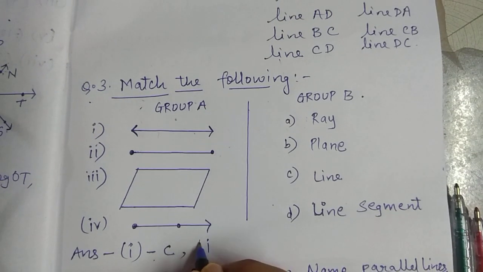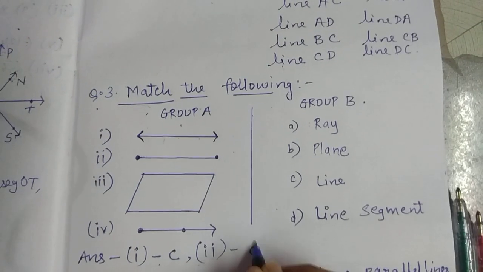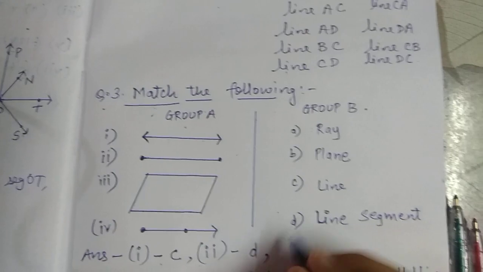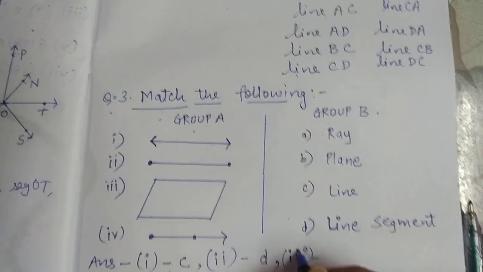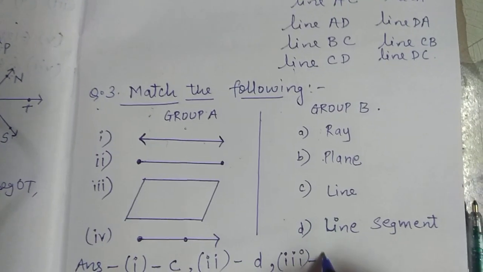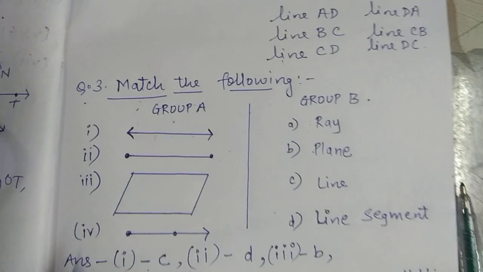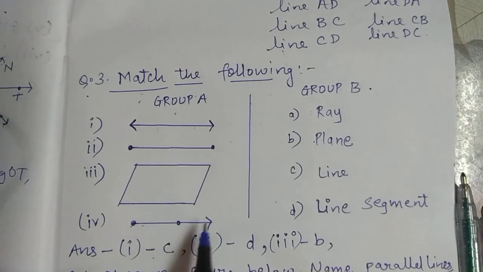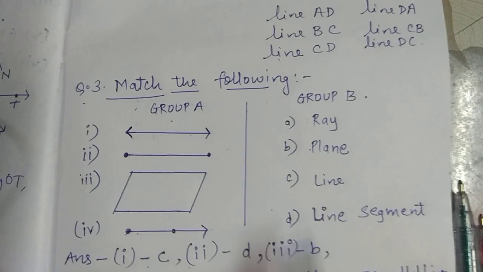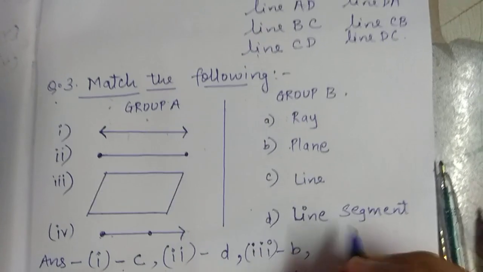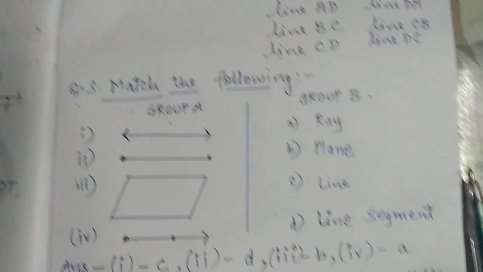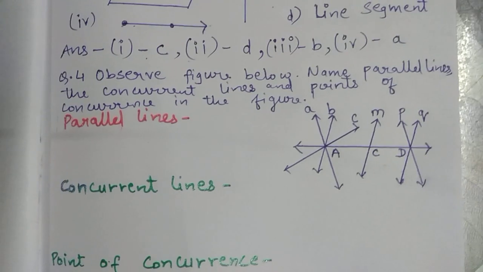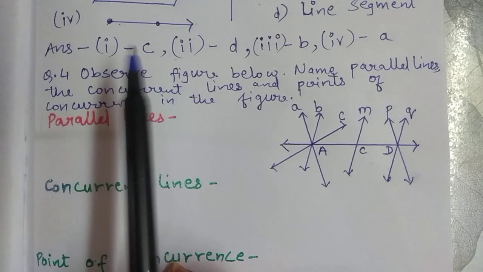So number 2 is D. Next, number 3, as we can see, it is a plane. So B. And lastly, we can see point on one side and arrow on another side. So it is obviously a ray. So fourth one answer is A. Very easy, right?